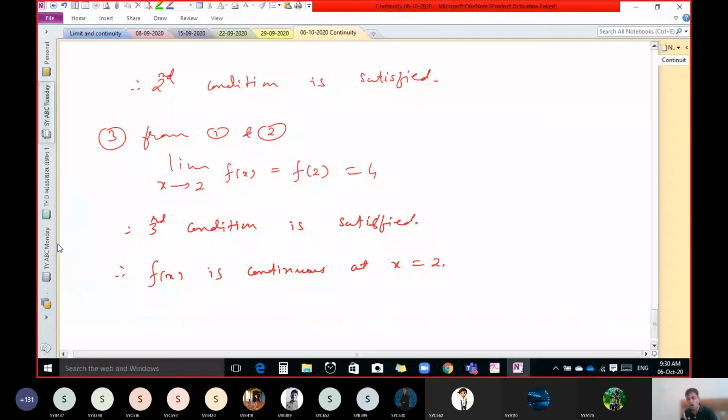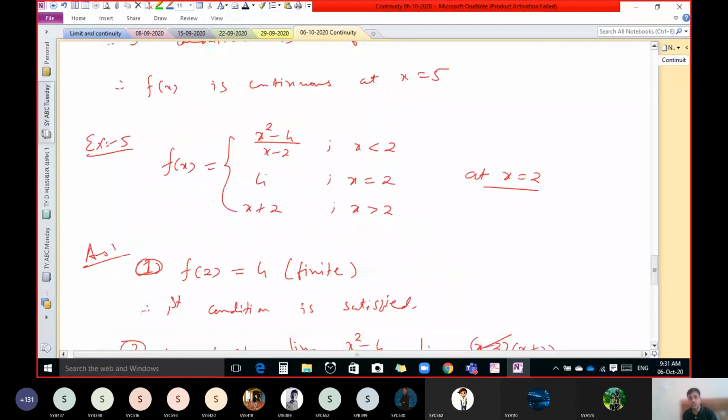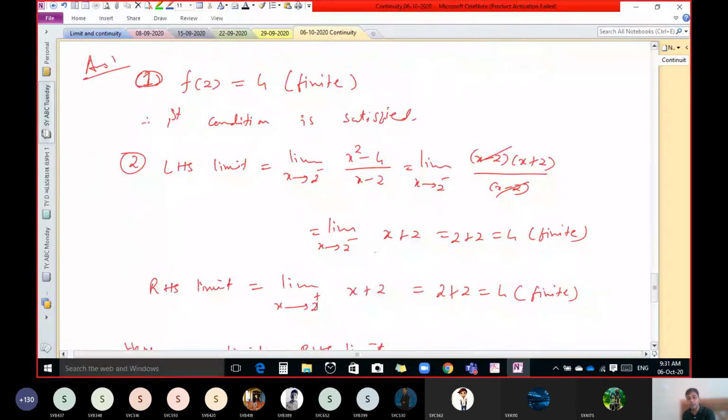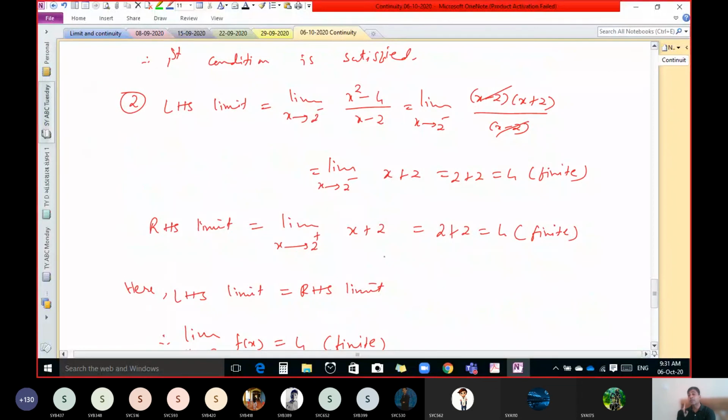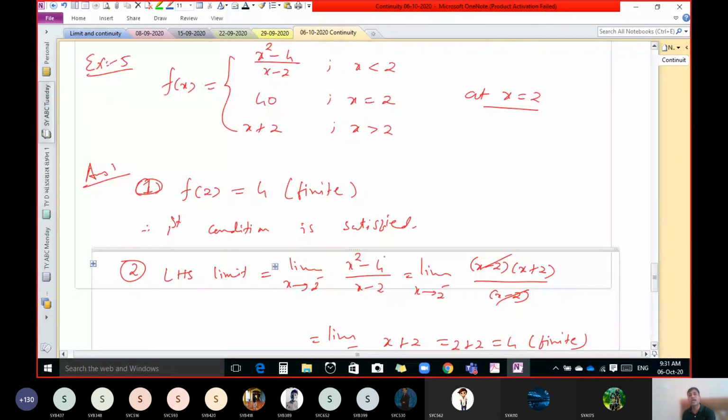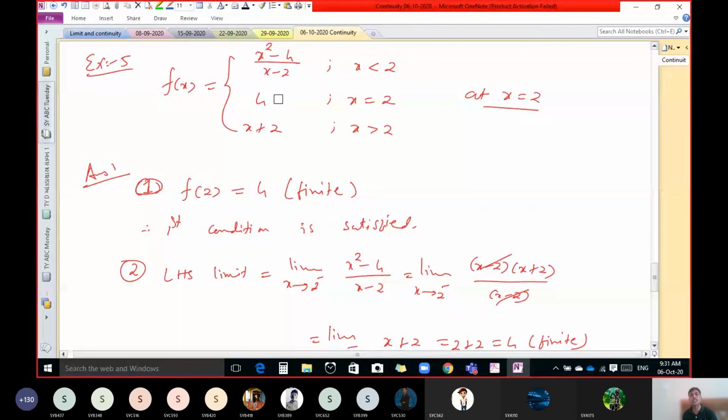Now if we make only one change in the question, like let us say instead of this 4, it is 5 or any number except 4, let us say 40, then we can say that yes, the first condition is satisfied because the answer is 40. The second condition is also satisfied because the limit is 4, but they are not equal. That is why we can say that the third condition is not satisfied, and ultimately the function is discontinuous if it is anything except 4. So this is the way to solve the example.